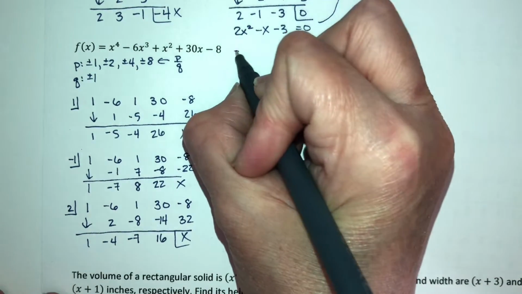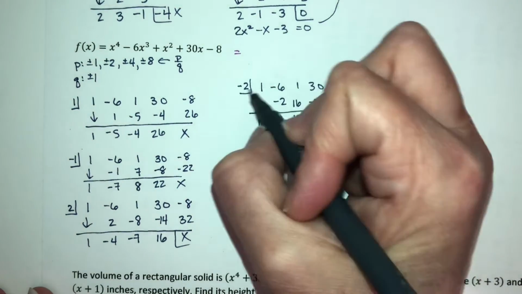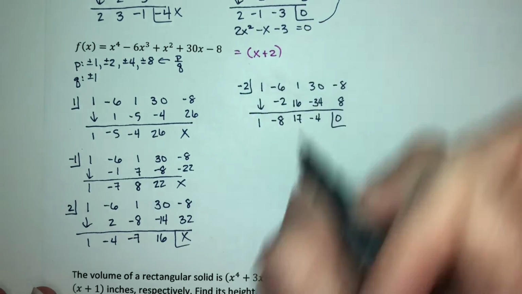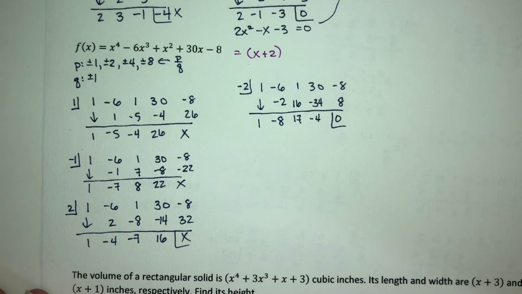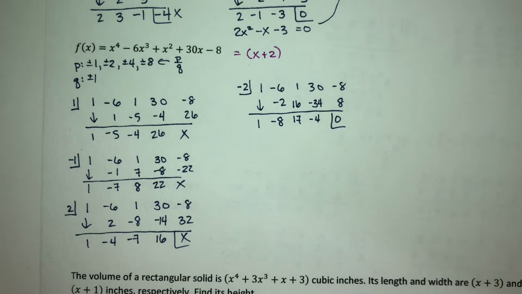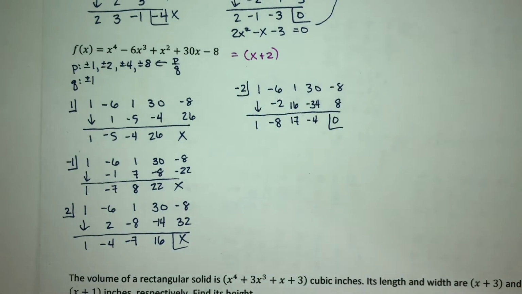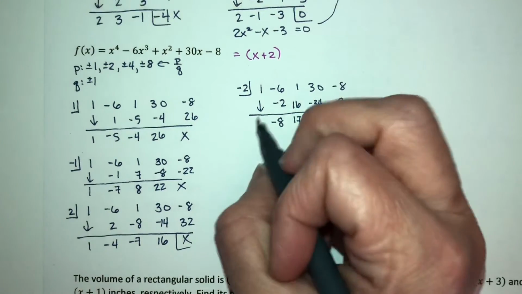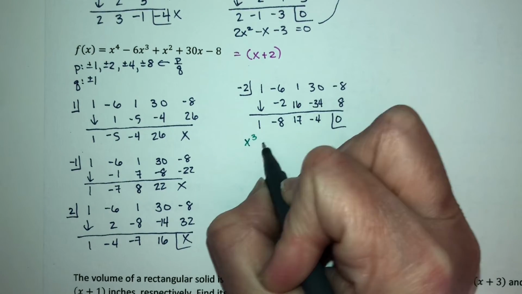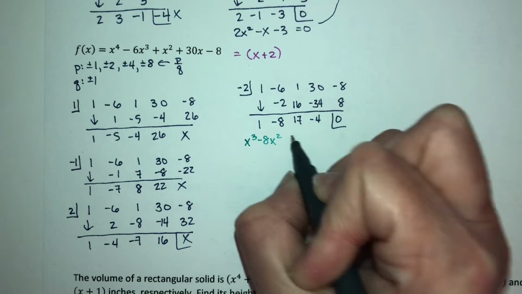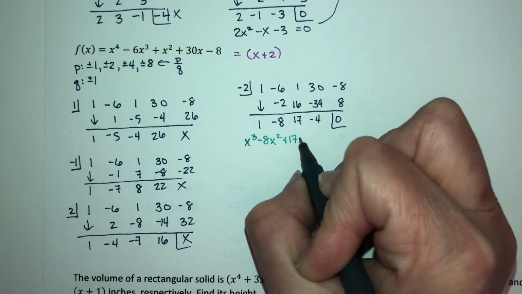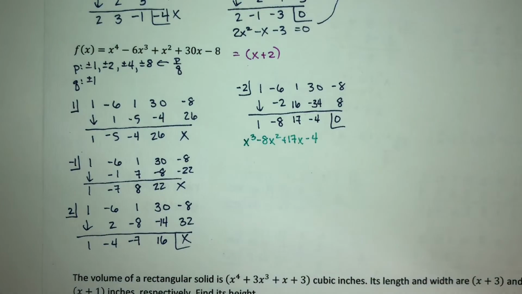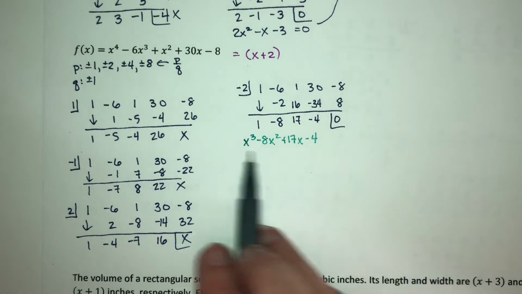So that means that one of my factors is x minus a negative 2, which is x plus 2. So I've got part of it done. Now I need to keep going with this depressed equation. And so this is x to the fourth. So this is 1x cubed minus 8x squared plus 17x minus 4. Okay? So now I'm going to start over again.